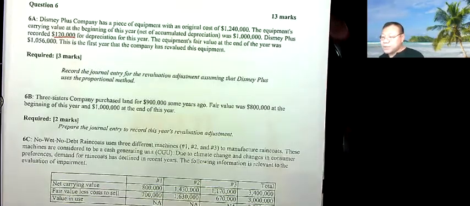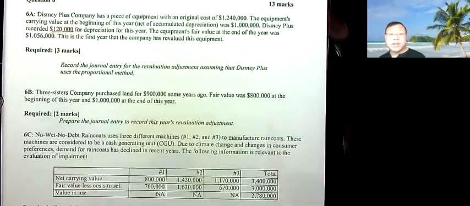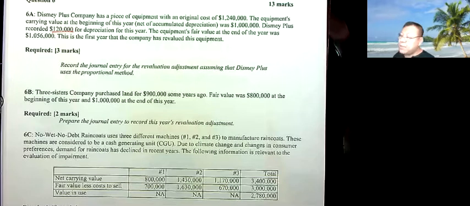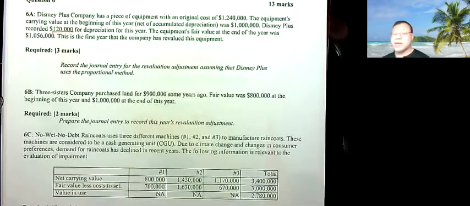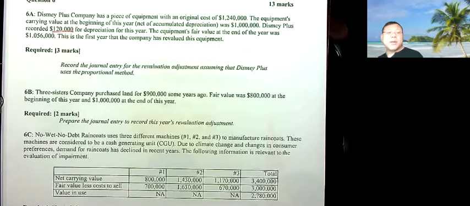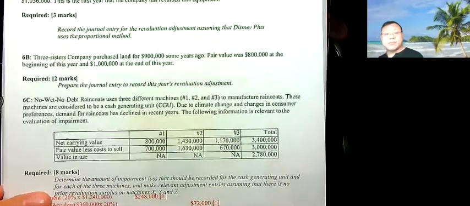The next question. Three sisters company purchased land for 900,000 some years ago. Fair value was 800,000 at the beginning of this year and 1 million at the end of this year. Prepare the journal entry to record this year's revaluation adjustment.